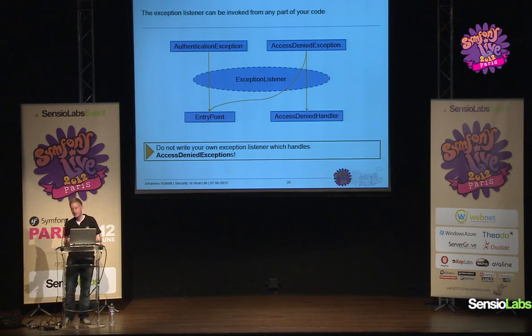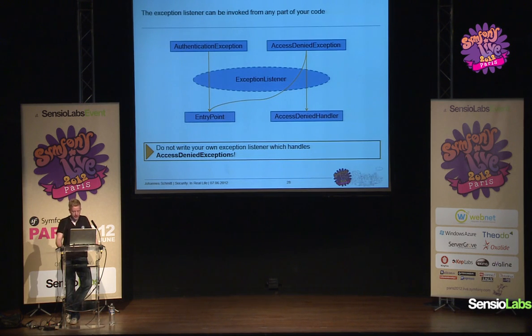The other point is you might have multiple firewalls. Like you have an API that you want to protect, and you have a normal page, the default page that you want to protect. Now, if you use an exception listener, you first have to check which part of the request is being accessed, which firewall we access here. And you might also go wrong there. So that's the second point why you shouldn't do it.